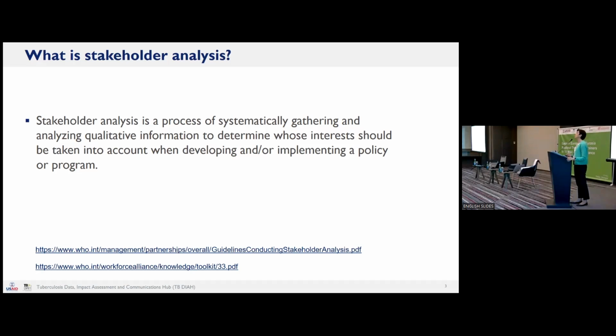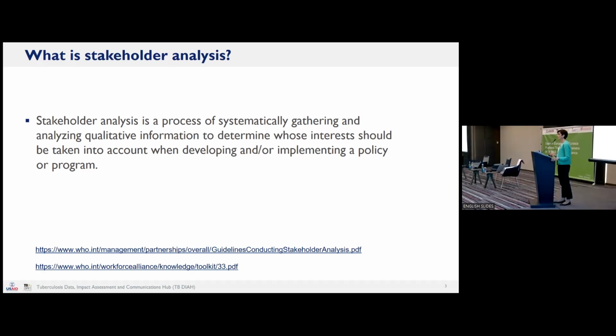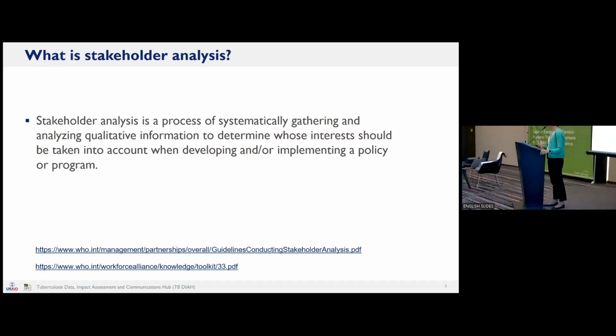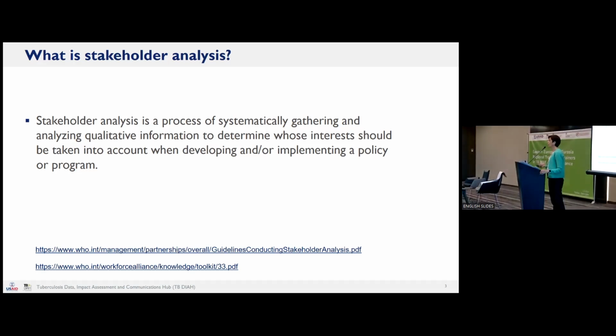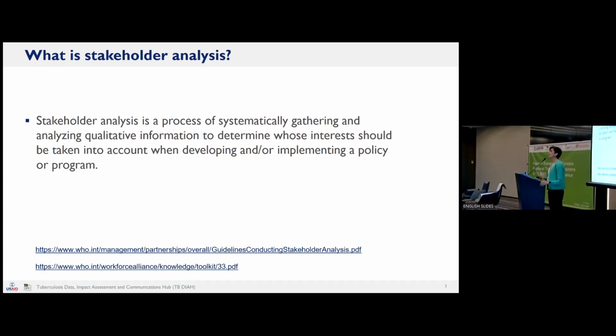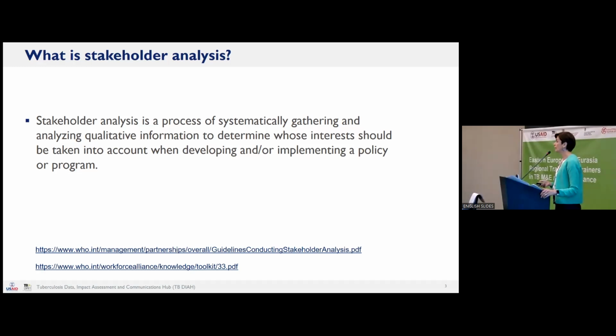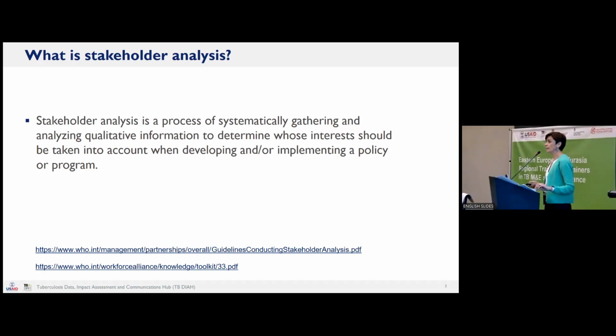Which means that this is an analysis to reveal who are stakeholders of our programs in our countries, what are their interests just within the framework of our program, and how we can cooperate with them. Any questions regarding this? No. Okay.